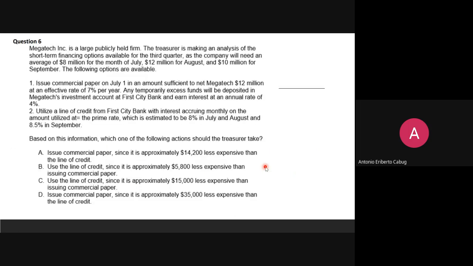14,167. So the best answer, based on this info, which one of the following actions should the treasurer take? Issue the commercial paper. It's cheaper by 14,167 or approximately 14,200. Ito yung pinakamalapit na answer. Okay? It is approximately 14,200 less expensive than the line of credit. Letter A.